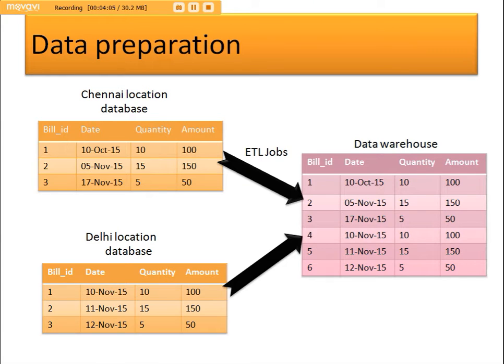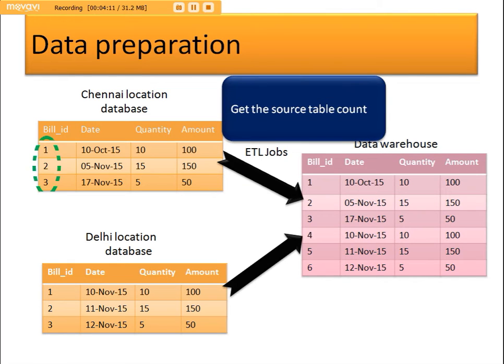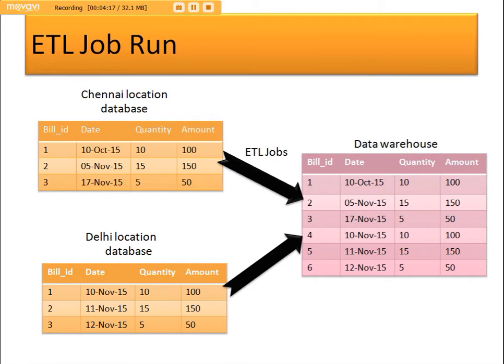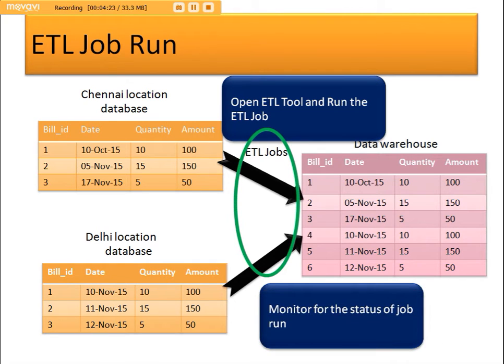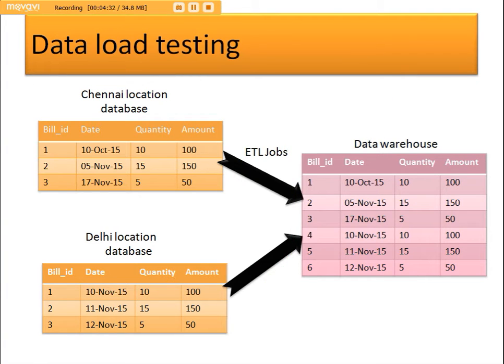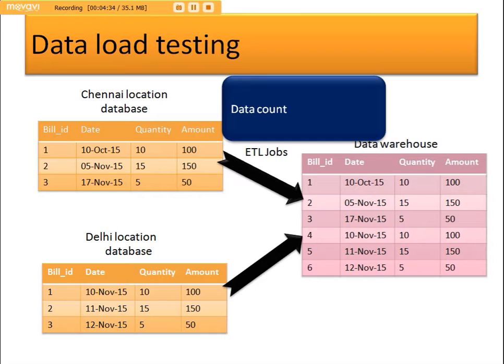The next would be data preparation before running the workflow. We should get the source table counts from both tables, then run the ETL job from the ETL tool and monitor it from the workflow monitor or a tool-specific monitoring screen. Then we need to do the data load testing. We take the count from the data warehouse table and compare it with the staging source count we have taken, and we need to test the business rules.